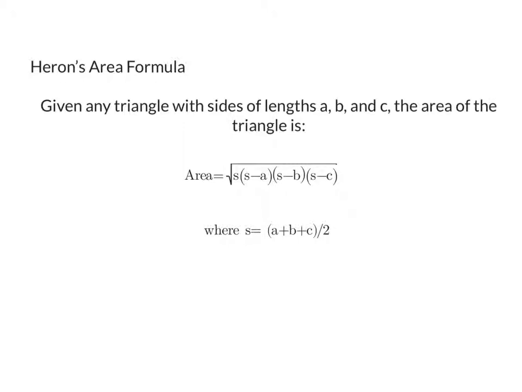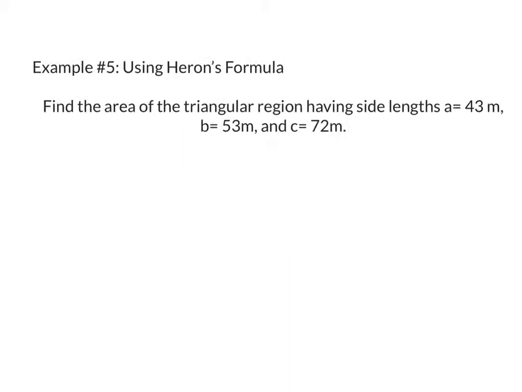So find the area. Because it's not a right triangle, we can't use just 1/2 times the base times the height to find the area. These angles inside we don't know. So let's go ahead and look at our only example. In example 5, it says find the area of the triangular region having side lengths of A equal to 43 meters, B equal to 53 meters, and C equal to 72 meters. There's no point in even drawing this out. Just know that it is a triangle, A, B, C.